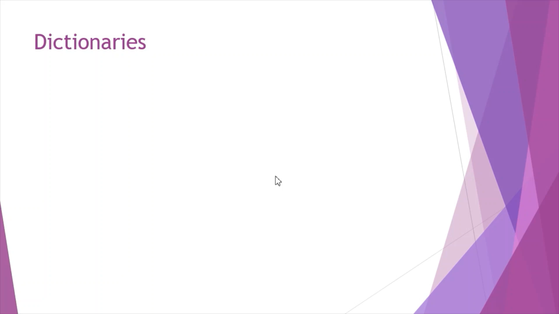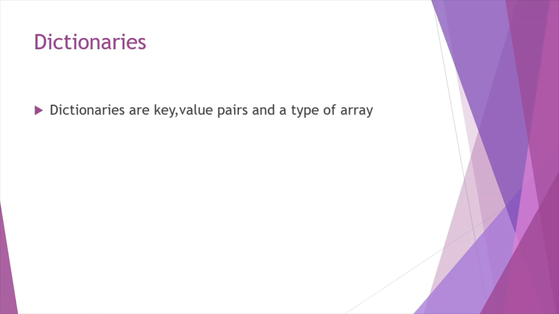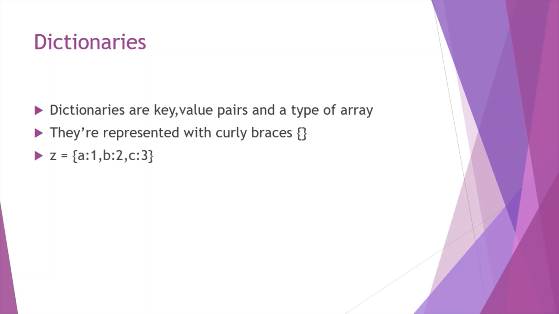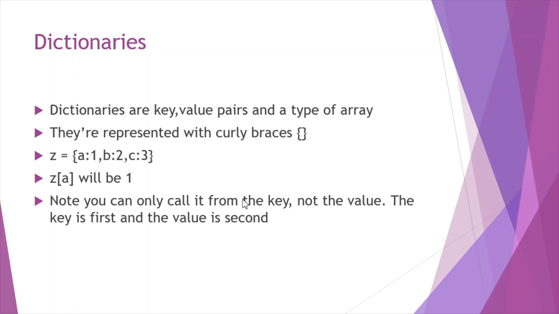So dictionaries also come up in this module. Dictionaries are basically key value pairs, and it's a type of array just like a list. They're represented with curly braces instead of the square brackets. So Z equals, as you can see, a curly brace here, A1, B2, C3. Z[A] would be 1. It would basically get the value out for you. You couldn't actually get A out because that's the key. You need to find it by the key. You can only get the value using these. And as I said, you can only call it from the key, not the value. The key is first and the value is second.